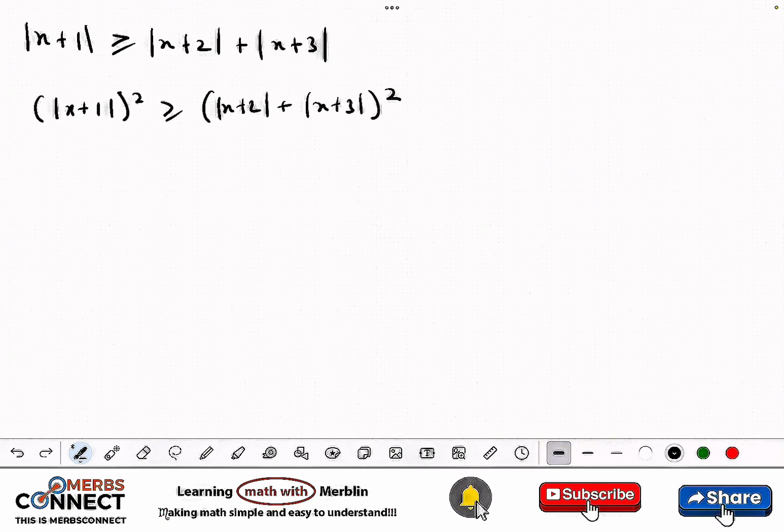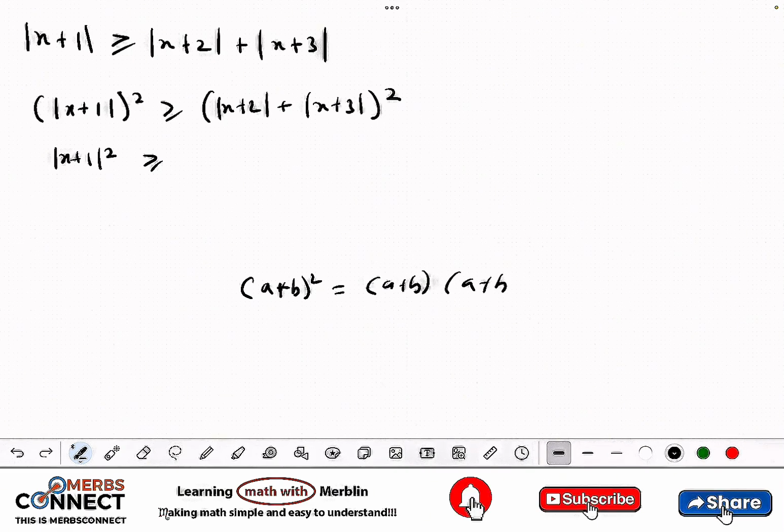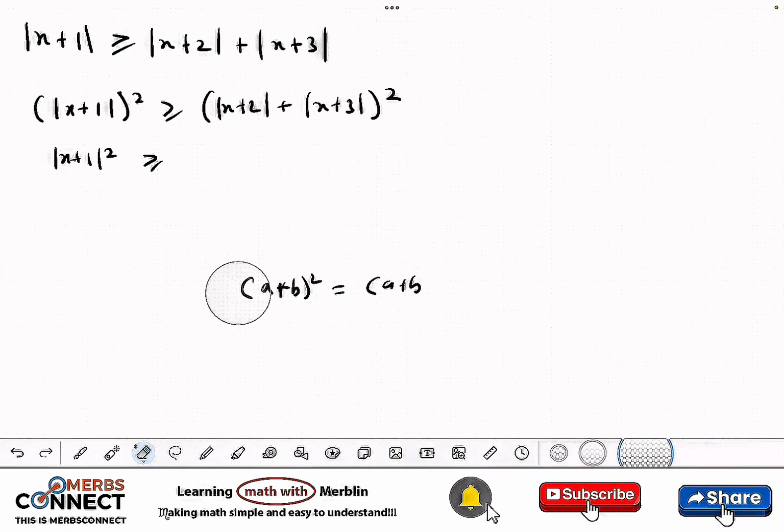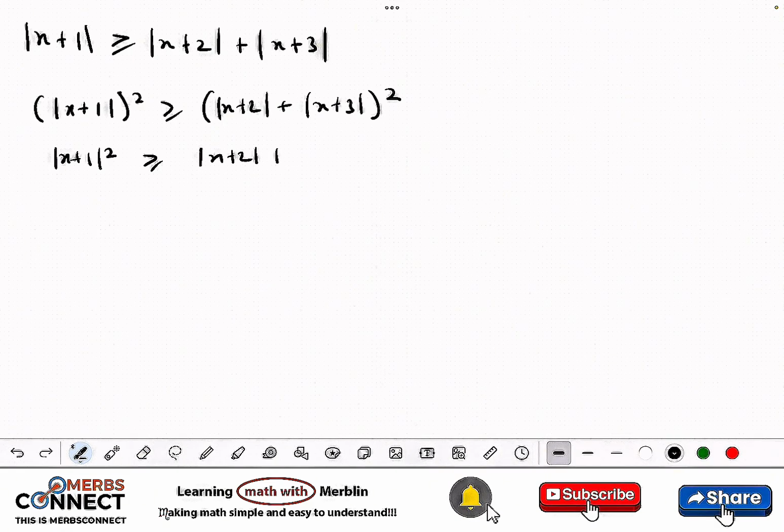Now, what am I going to do again? This can be written as x plus 1 squared, greater than or equal to. If you have a plus b squared, this is the same as a plus b times a plus b. So I can rewrite this as the absolute value of x plus 2 plus the absolute value of x plus 3, all times the absolute value of x plus 2 plus the absolute value of x plus 3.